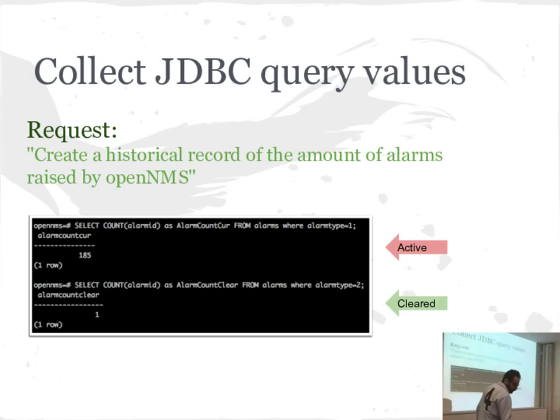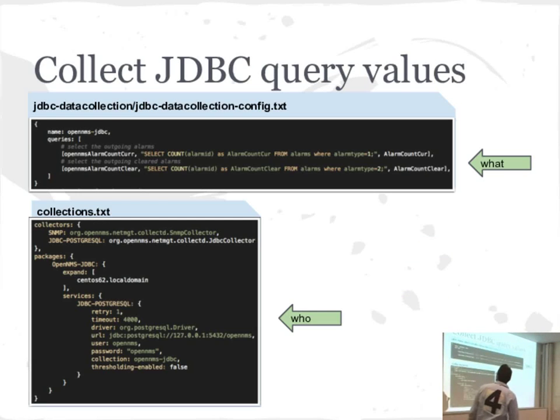Yeah. So we just need to do a similar config saying these are the two queries that we need to collect. Okay, these are the two queries that will provide the data, and this is the configuration you need to say. So on the collection, we say we're going to get a collector for JDBC, and for the package we say OpenNMS JDBC, expand the host to apply this data collection, and this data is pretty similar to the other one that we saw on the slide before.